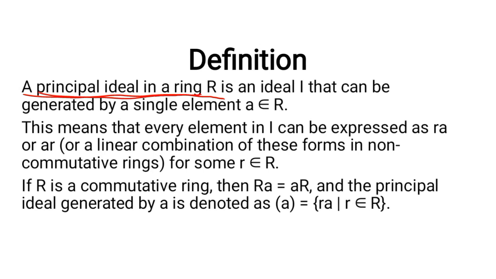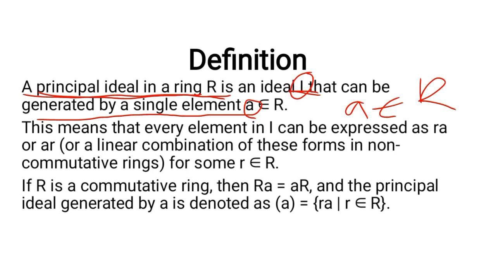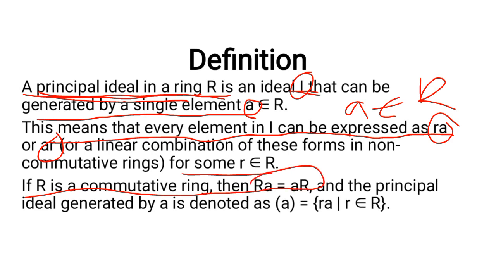Now a principal ideal in a ring R is an ideal I that can be generated by a single element A in R. So if A in R can generate all the elements in I, then we have a principal ideal. Basically, this means that every element in I can be expressed in this form, or this form. Remember, we talked about left or right ideal, so any of this form for some r in the ring R.